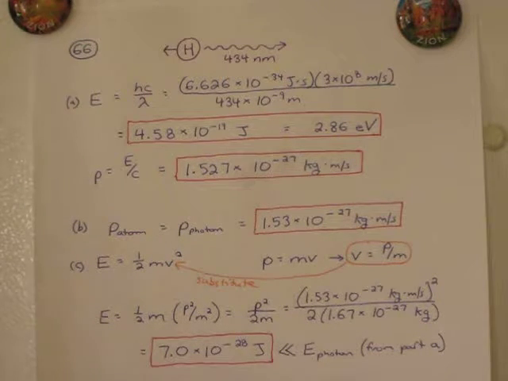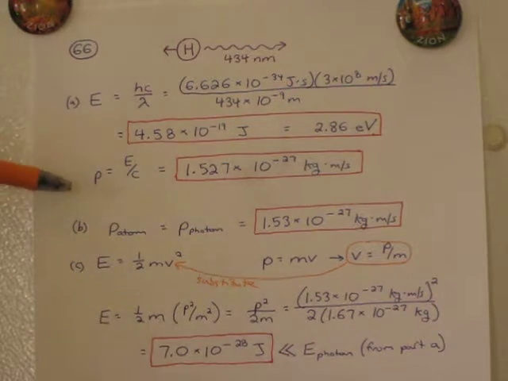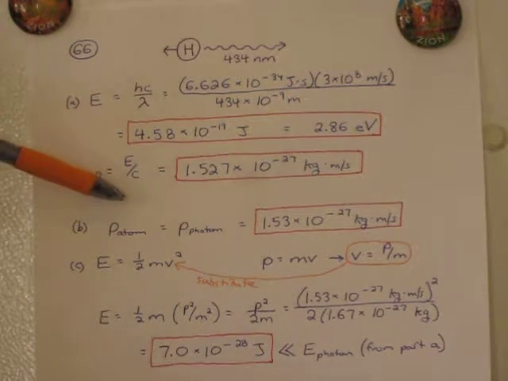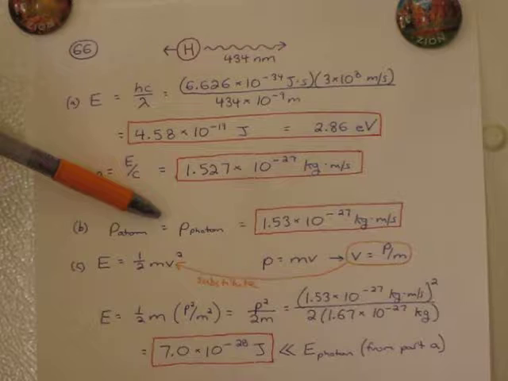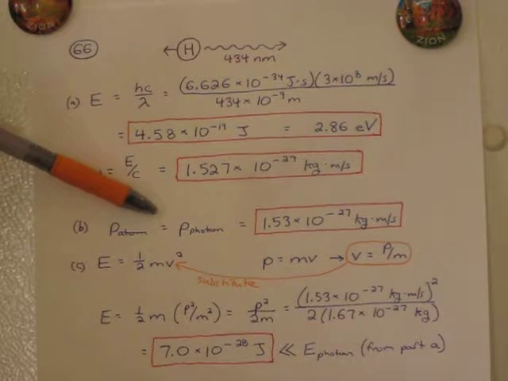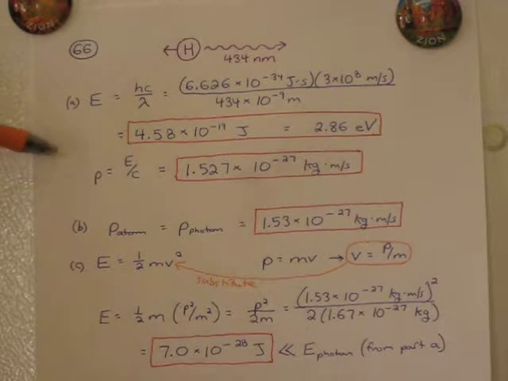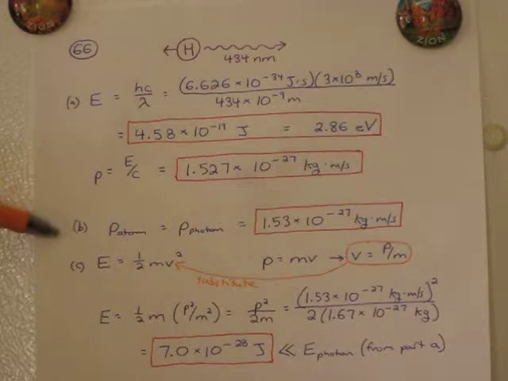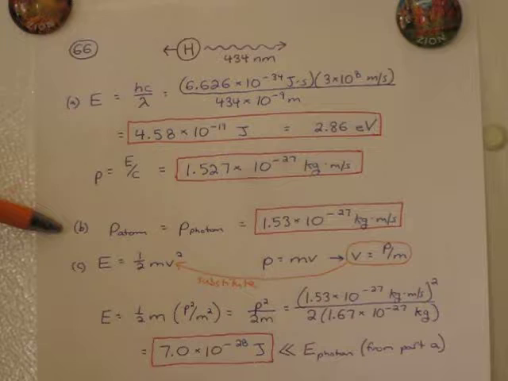Part B, conservation of momentum, says the momentum of the atom is going to be equal in magnitude to the momentum of the photon. They're going to go in opposite directions but have equal magnitude. So that's the same as we got in part A. I've rounded it off here. So 1.53 times 10 to the negative 27 kilograms meters per second.